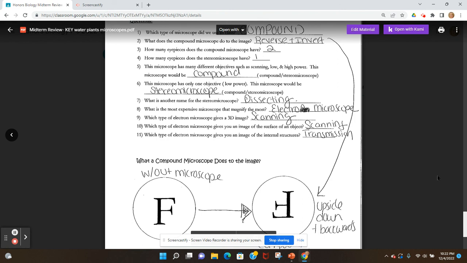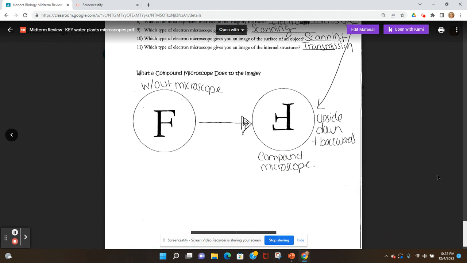Electron microscope. Which type of microscope gives a 3D image? Scanning. Which type of electron microscope gives you an image of the surface of the object? Scanning. Which type of electron microscope gives you an image of the internal structures? Transmission. So what we can see without a microscope is the letter F, obviously, but upside down and backwards would be that image under a compound microscope.